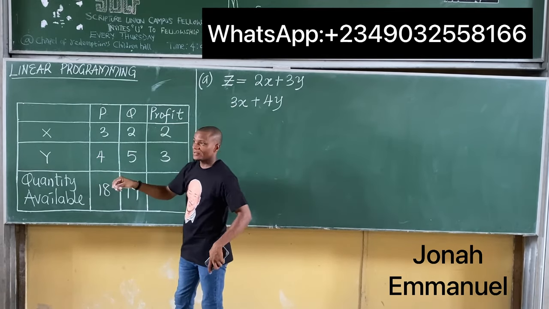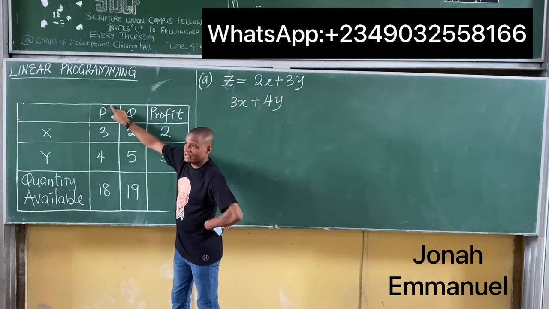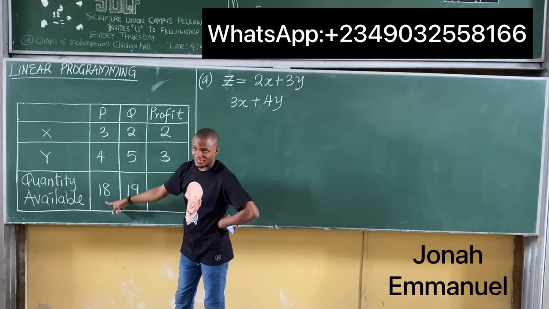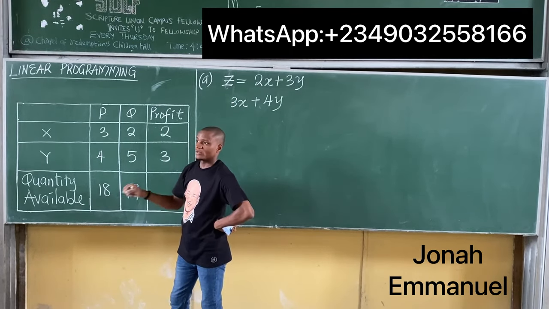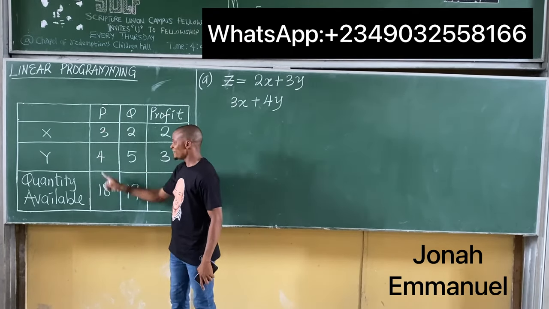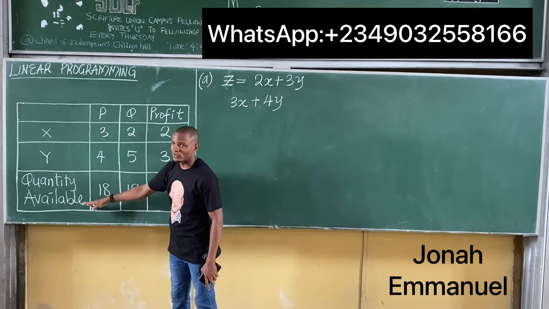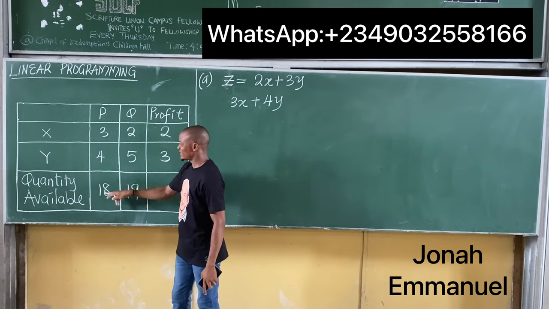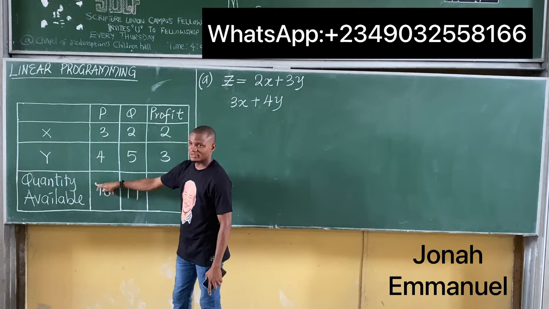Now look at it. If you look at P, we said the quantity available is what there? 18. Now listen, get this idea. If for P, I have 18 available, no matter how I want to mix the two variables, I cannot exceed the number of available materials.